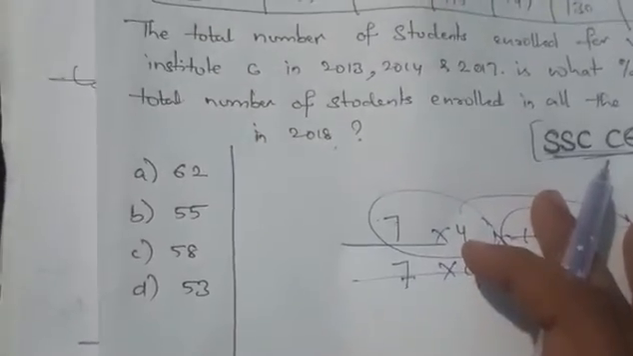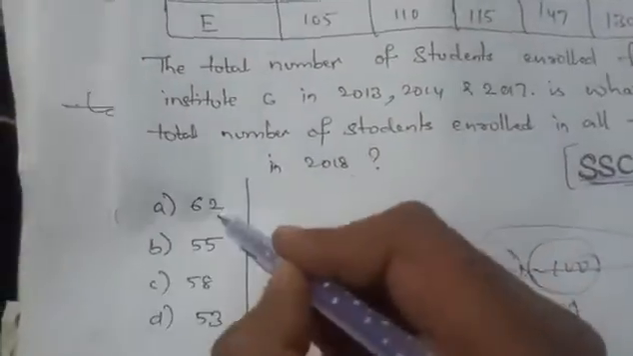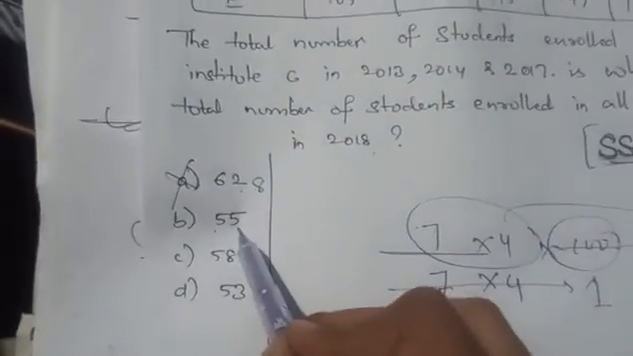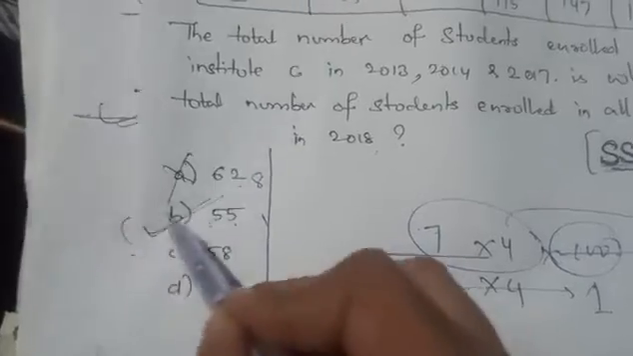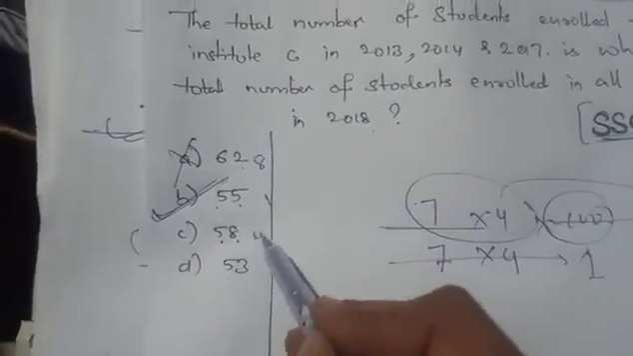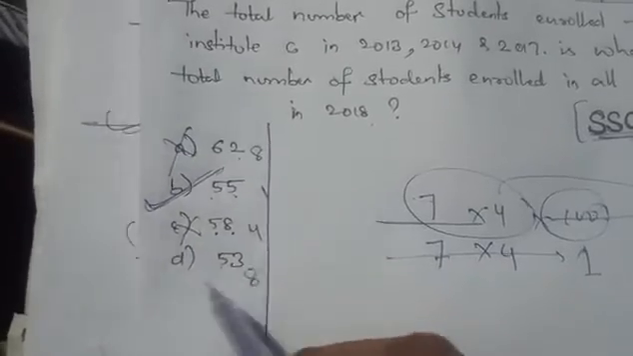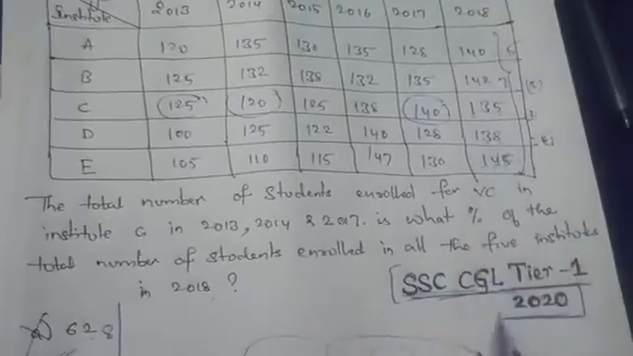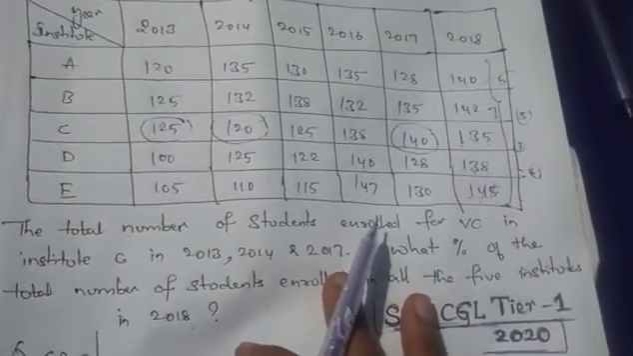You can check it here. 62 gives digit sum 8, this will not be my answer. 55 digit sum is 1, this is my answer. And 58, this is 13, digit sum is 4, and again it is 8, it will not be my answer. You can cross verify by performing the traditional method also.